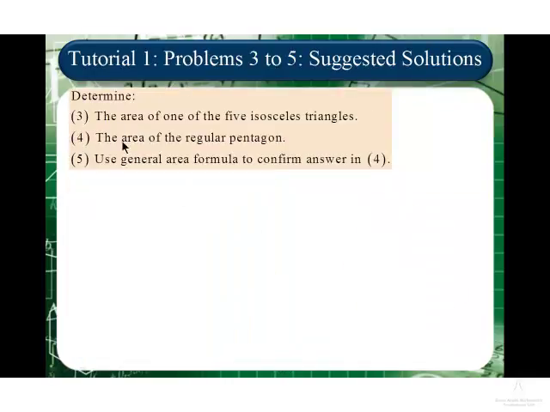In parts 3, 4 and 5 of tutorial 1, we have to find respectively the area of one of the 5 isosceles triangles, the area of the regular pentagon as a whole, and then we have to use the general area formula that was developed earlier in this lesson to confirm the answer in part 4 of the tutorial. Here we have the pentagon again, and what we have from part 2 is that h can be written in terms of the interior angle, or half of the interior angle, as 5 times tan of 54 degrees as indicated.